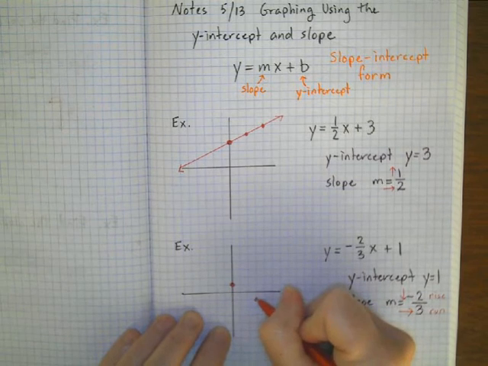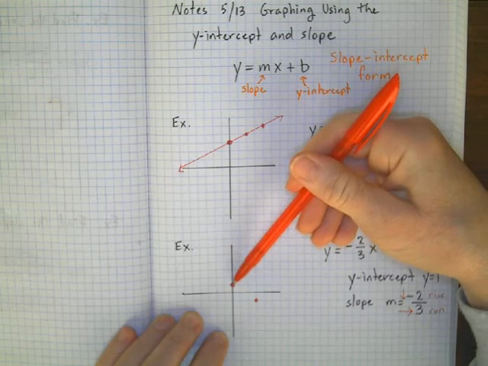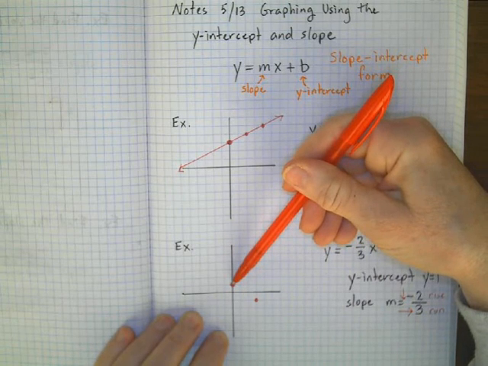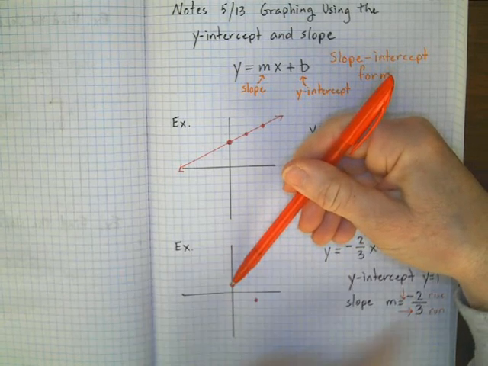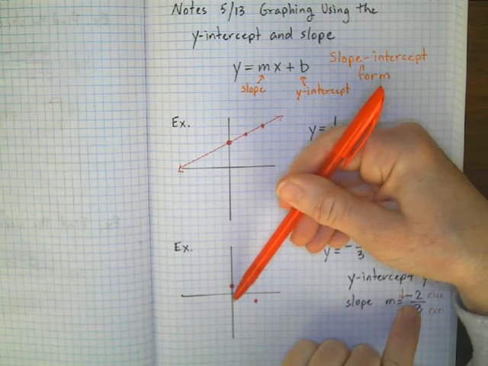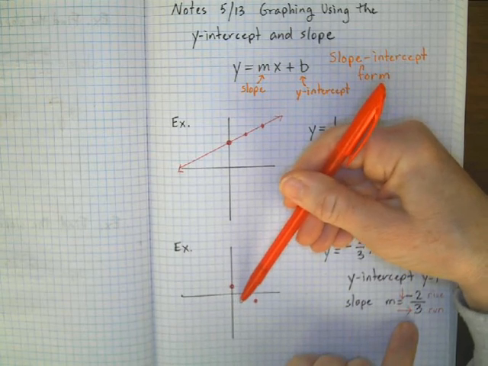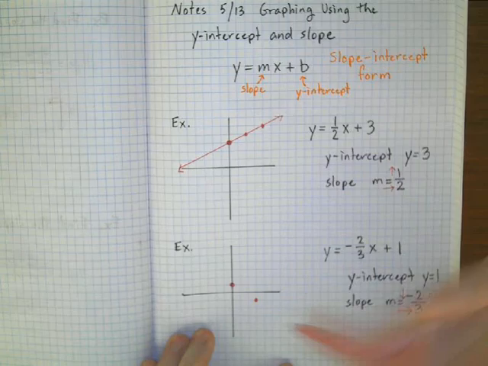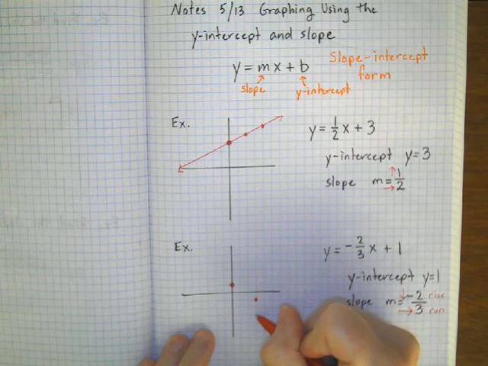Okay, let me show that again. I start on the y-axis at my y-intercept of 1, and my rise is negative, so I'm going to go down 2, and then my run is 3. The run is always to the right. And I can do it again. Down 2, to the right 3.